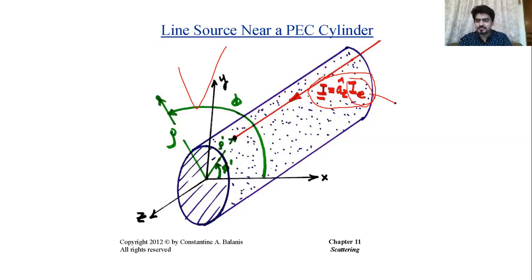Now someone can ask that, okay, instead of IE, now we are going to have IM. But usually you would not find any practical scenario where you would have a magnetic line source. So the question may arise in your mind, why would you require such a scenario, where would you see an application for such a problem?